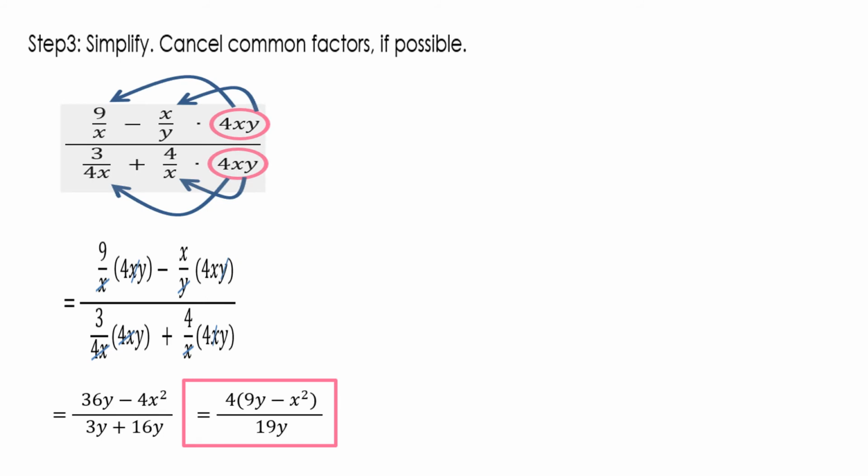And then let's simplify. So you multiply our LCD to each term, you apply the distributive property. So you multiply 4xy to 9 over x, and then you also multiply 4xy to negative x over y, and then you also multiply our LCD to 3 over 4x, and also you multiply 4xy to the next term, which is 4 over x.